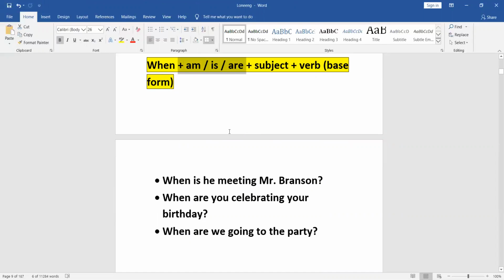One of these three words followed by the subject and then the verb in the base form. So when is he meeting Mr. Branson? Maybe Mr. Branson is his reporting authority and he has a specific time to go and meet somebody, right? You just can't walk into somebody's office and then expect to meet the other person. So when exactly, what time or which date, when is he exactly going to meet Mr. Branson? That's what they're wanting to know.